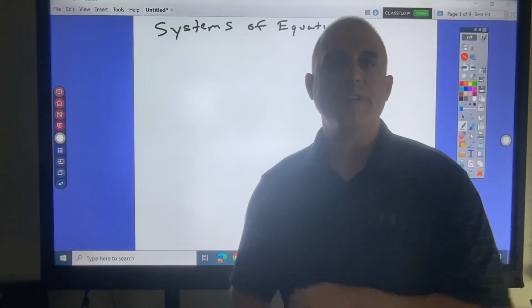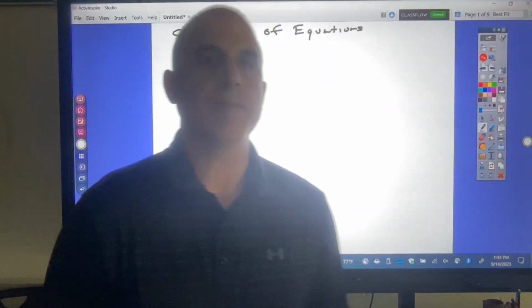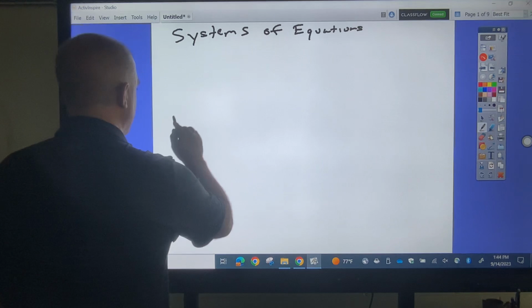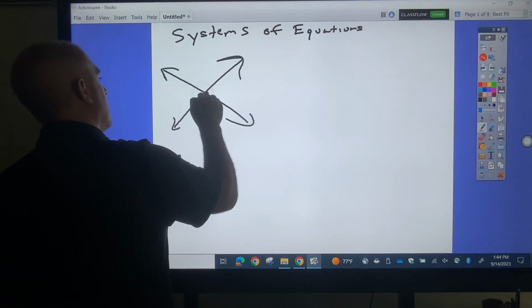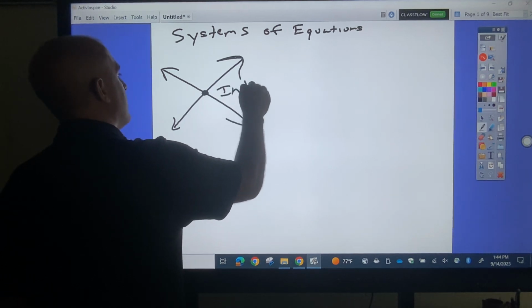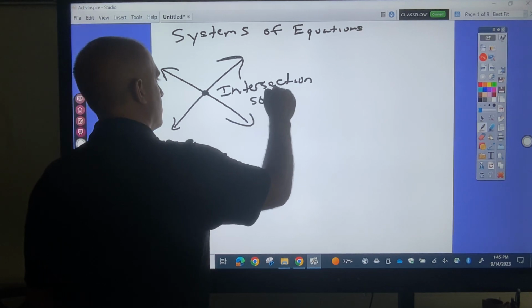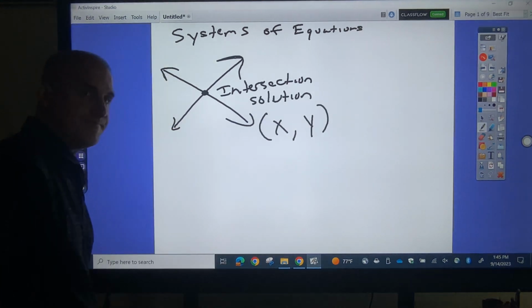Okay, this is going to be a video on basic systems of equations. We're going to talk about substitution method and elimination. Here's the idea behind systems of equations. What we're looking for is the location of where there's an intersection. That is the solution, and that is an x and a y coordinate.